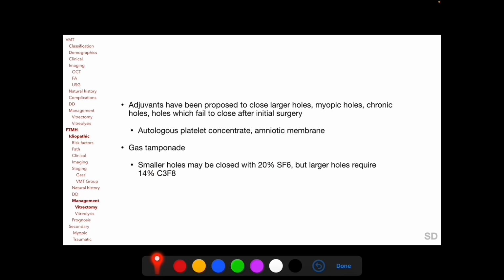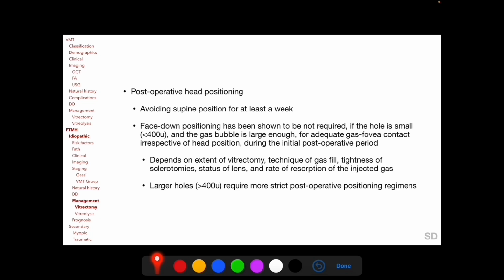We have discussed the usage of intraocular gases in the session on retinal detachment. Following surgery for full-thickness macular hole, post-operative head positioning is important, and the patient is advised to avoid supine position for at least a week. Face-down positioning has been shown to be not required if the macular hole is small and the gas bubble is large enough for adequate gas-fovea contact irrespective of head position during the initial post-operative period.